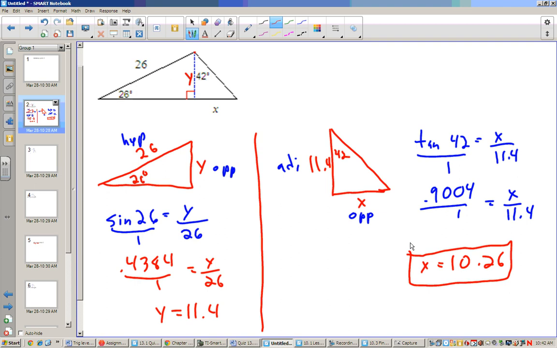The reason why we call these multi-step is you need to do one trigonometry problem to get an answer in order to do this other problem. We'll do one more.